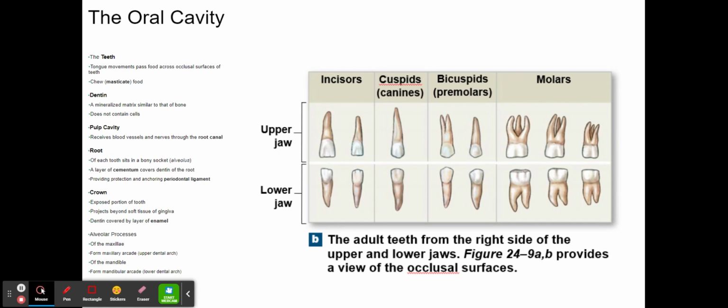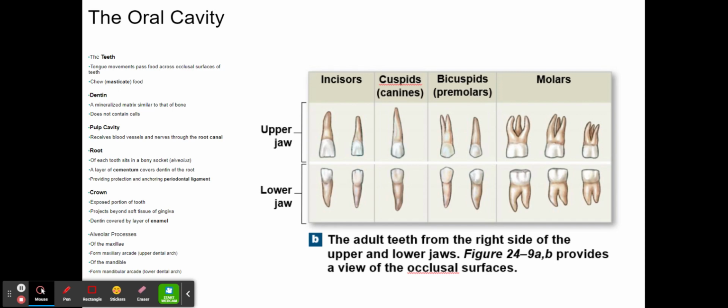The bulk of each tooth consists of a mineralized matrix similar to that of bone. This material, called dentin, differs from bone in that it does not contain cells. Instead, cytoplasmic processes extend into the dentin from the cells in the central pulp cavity and anterior chamber.